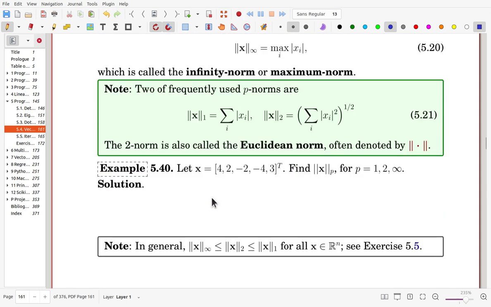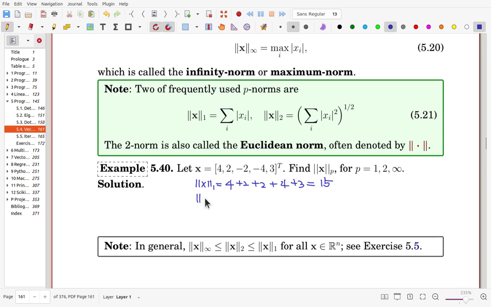Let's see this example. x is given from R5. There are five components, and we'll try to find the p norms, p is 1, 2, and infinity. Let's begin with the one norm. From the definition, it is just the addition of absolute values, so 4 plus 2 plus 2 plus 4 and 3, so that is 6, 12, 15. So we have 15 here.